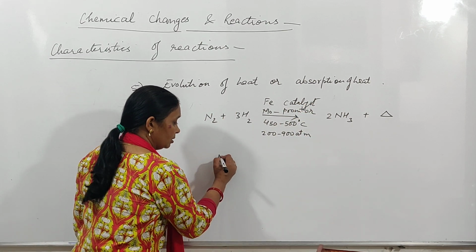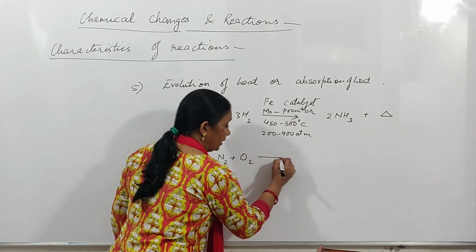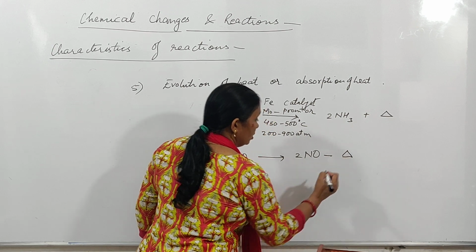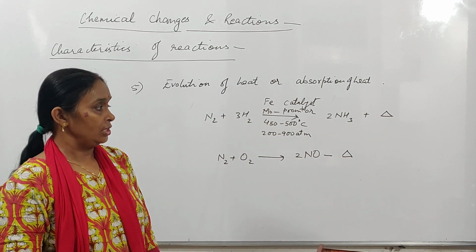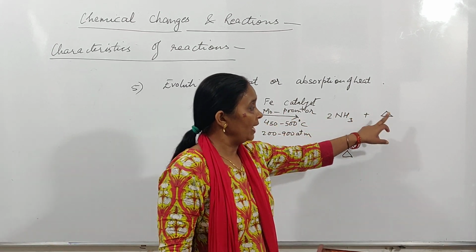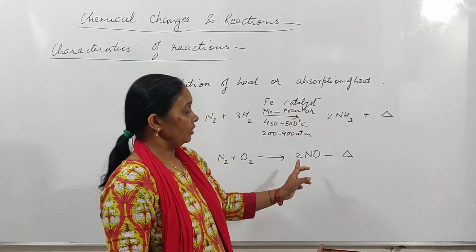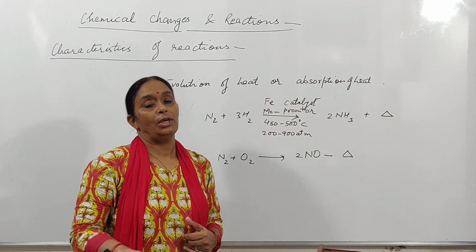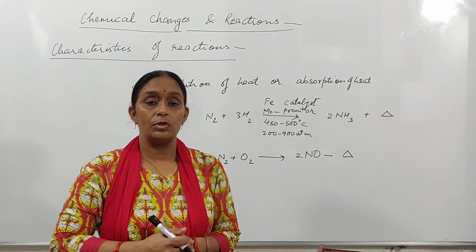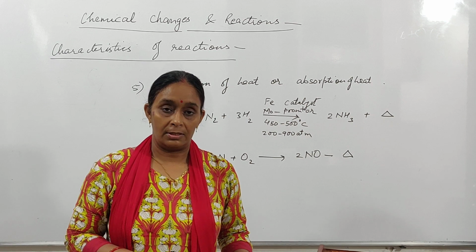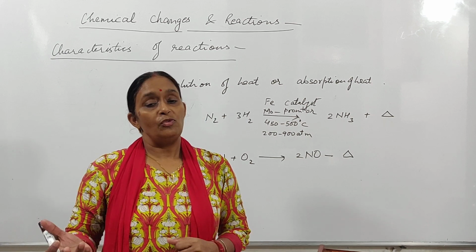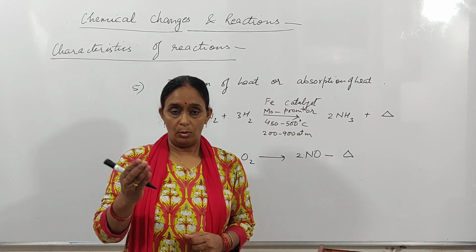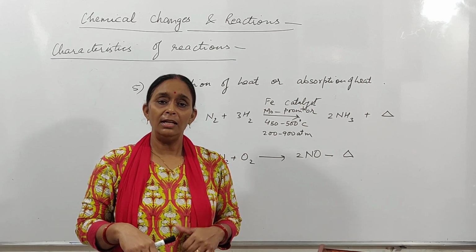In certain reactions like N2 and O2 reacting to form nitric oxide, 2NO, absorption of heat takes place. Evolution is shown as plus delta and absorption of heat is shown as minus delta. So these are the various characteristics which you can observe during the various reactions taking place. In the next video, we will discuss the various types of reactions, and one of the types of reactions we will discuss in detail.